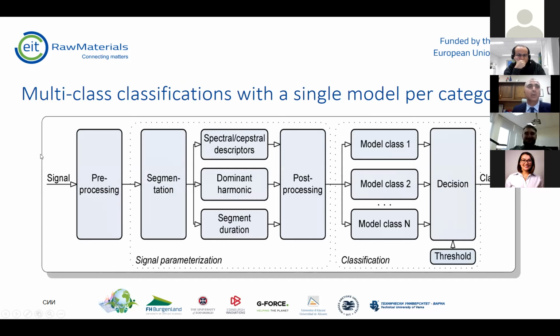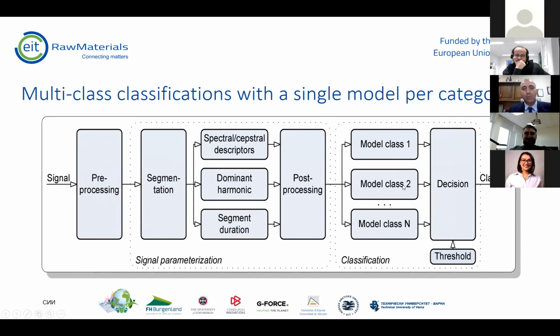And of course, there is the multi-class decision problem where we have multiple models for multiple classes. We could have a detector for apple tree, banana tree, for some other trees, and then based on the signal and the pre-processing and the features estimated from this signal, we can select one of these models and make a decision.